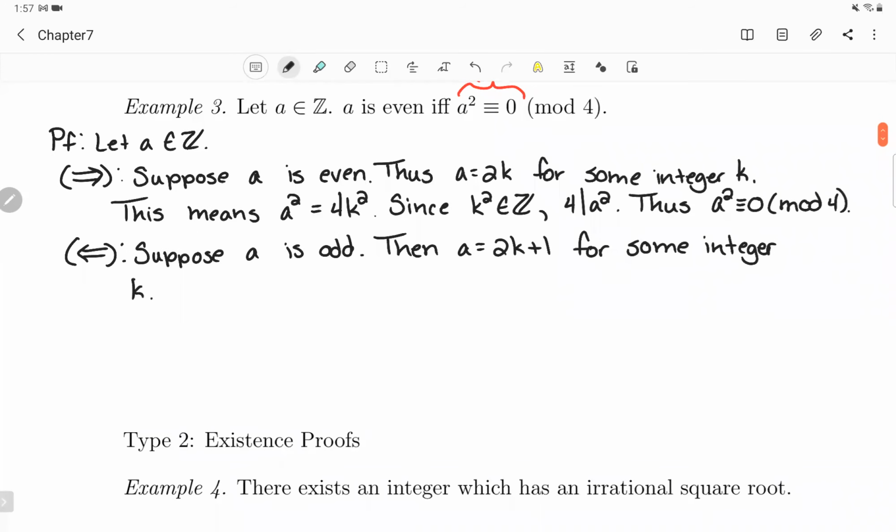Integer K. All right. Thus, A squared equals 4K squared plus 4K plus 1.